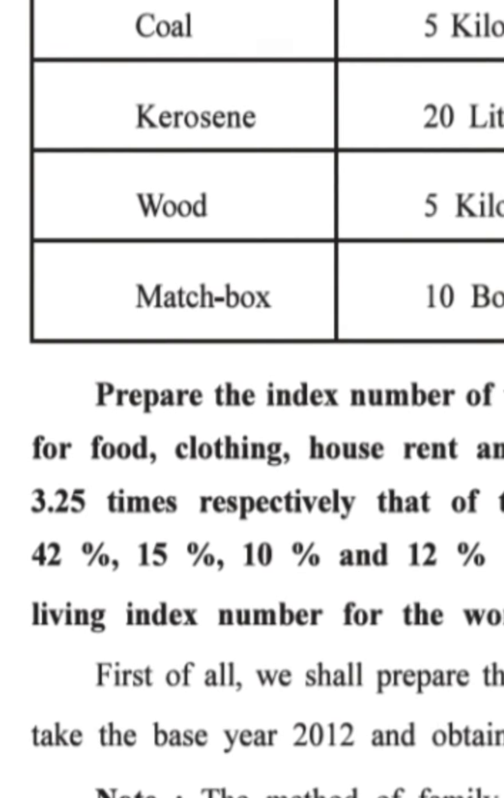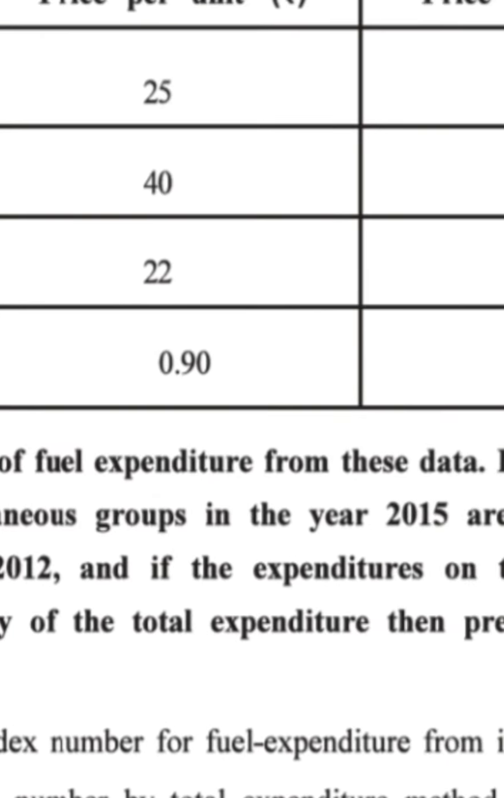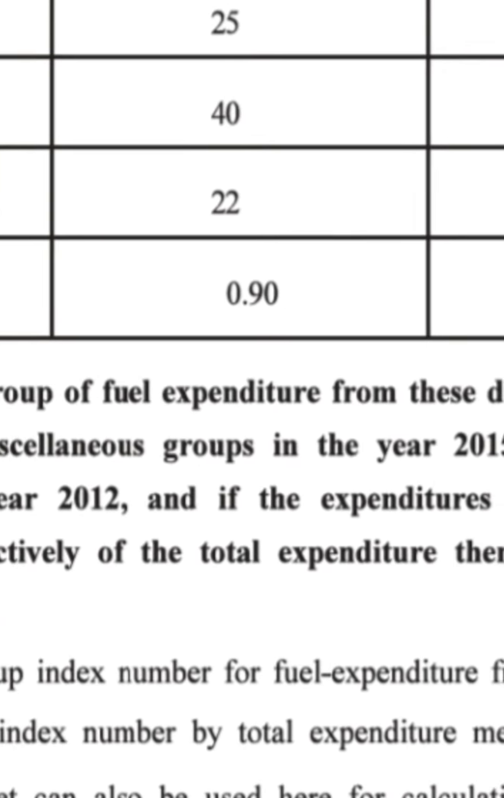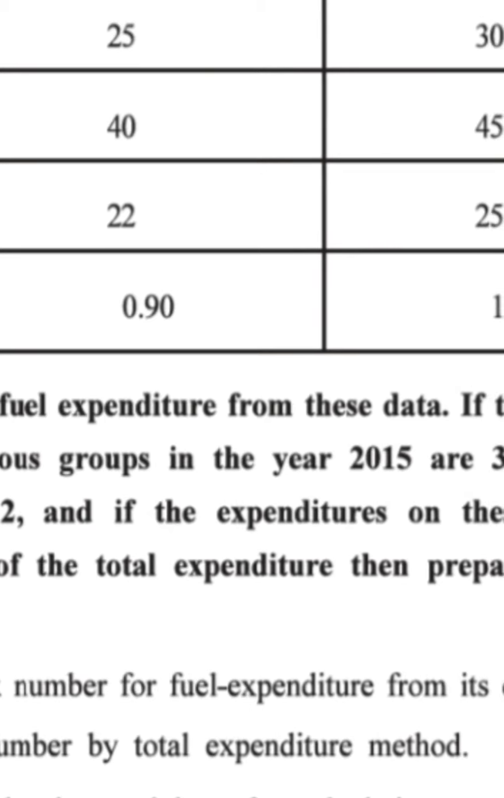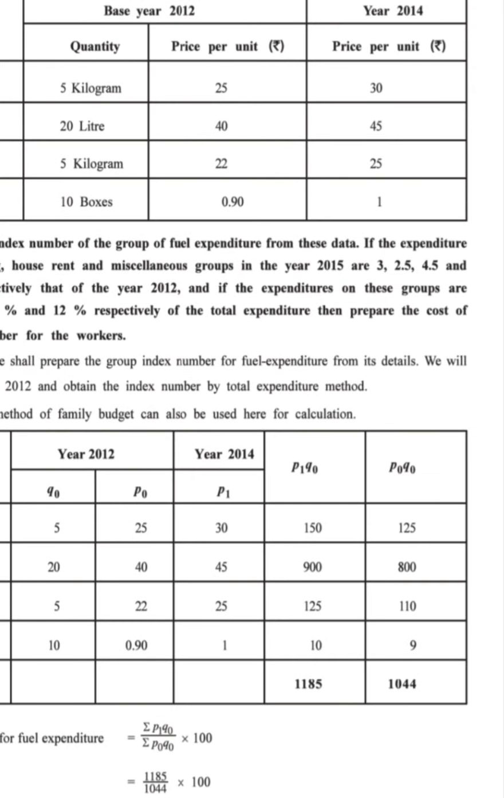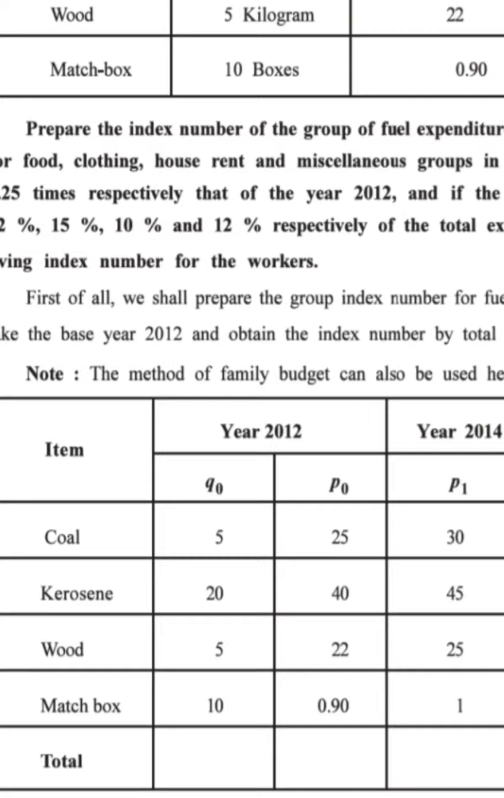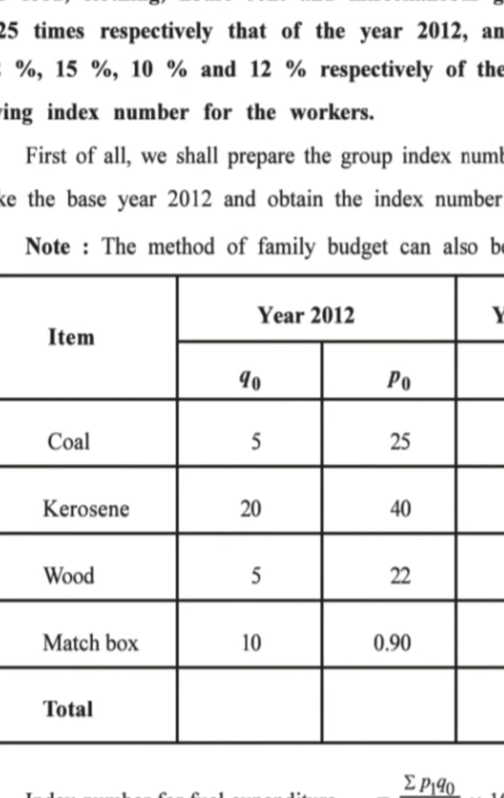That is the second part of the question we have discussed. But what is the first part of the question? See the first line: prepare the index number of the group of fuel expenditure from this data. So first of all, we are going to get on with the first part of the question. Over here, children, you can use the family budget method also, that is sigma IW upon sigma W. But over here, the total expenditure method has been used.